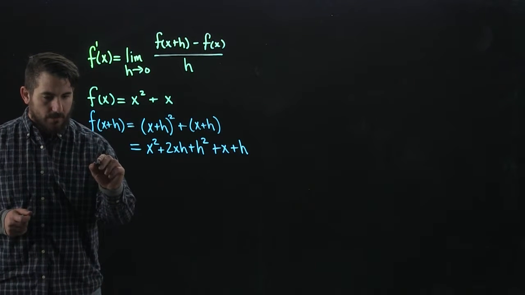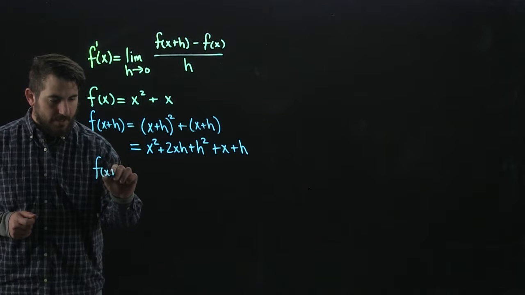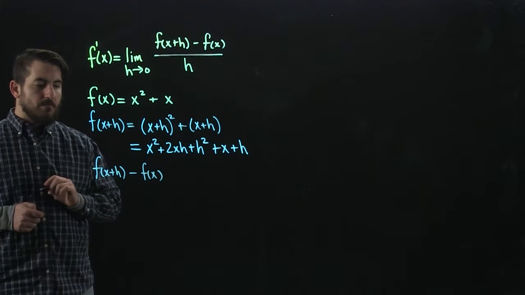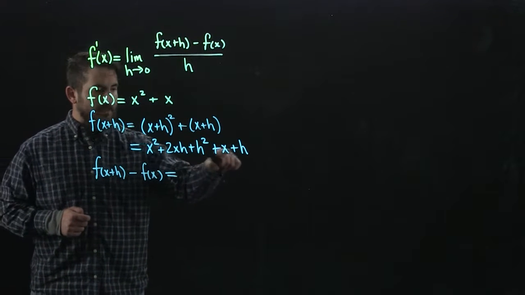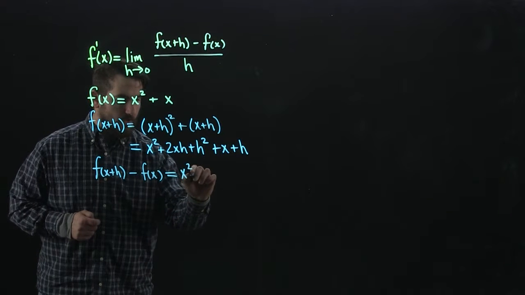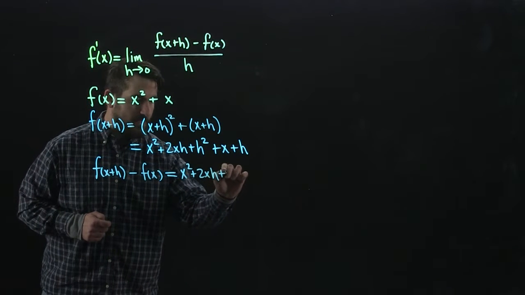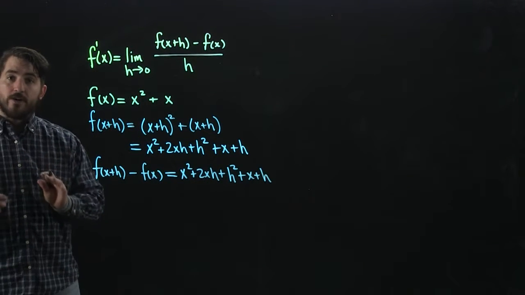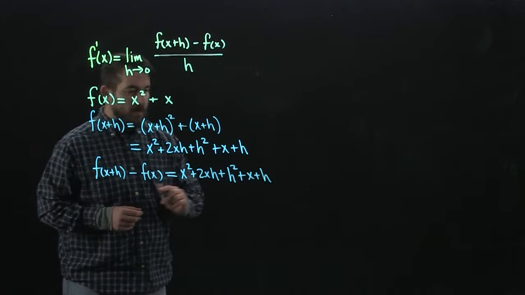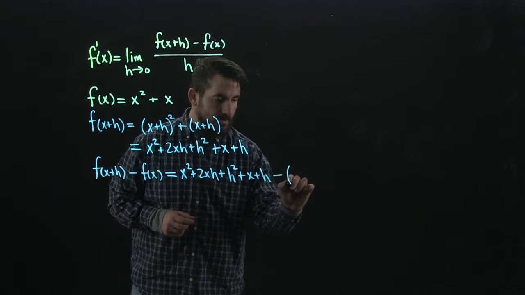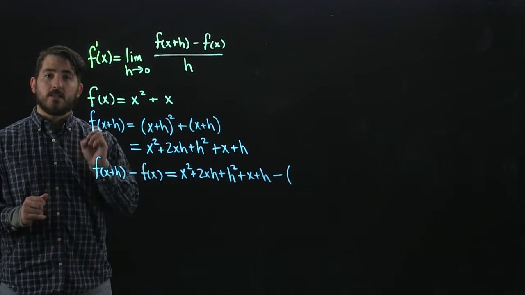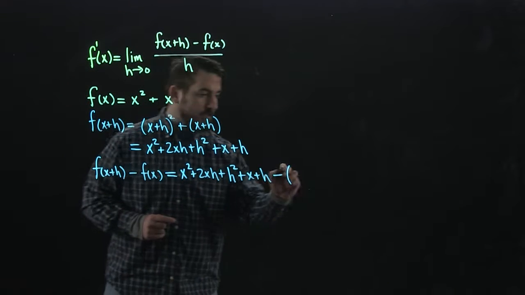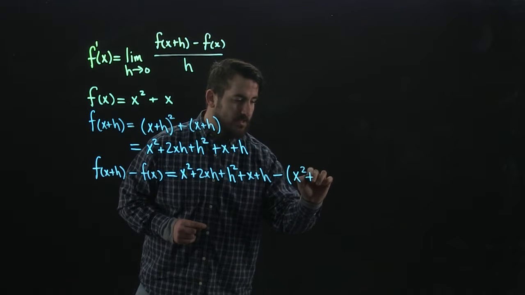The next thing I want to look at is f of x plus h minus f of x. So I'm going to rewrite my f of x plus h. So that's x squared plus 2xh plus h squared plus x plus h. So I've rewritten my f of x plus h. Now I want to subtract off the f of x. We are subtracting the entire f of x, so I'm starting with the parentheses and rewriting the f of x. So that's going to be x squared plus x.